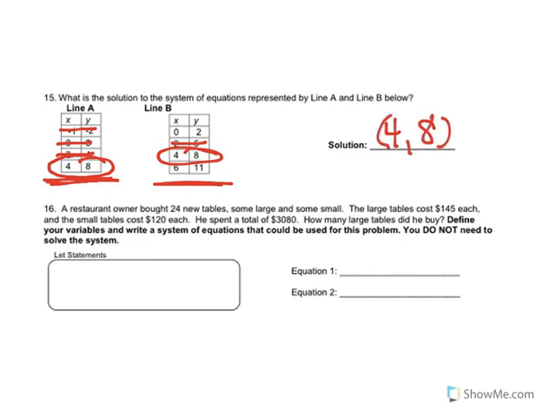Number 16, a restaurant owner bought 24 new tables. Some are large and some are small. The large tables cost $145 each and the small tables are $120. He spent $3,080. How many large tables did he buy? Define the variables, write the system that could be used. You do not need to solve this one. All we're doing is setting it up. So let's write our let statements. Let x equal, let y equal. Why don't you try and set this up without my help? Hit pause, then you can come back and see if you got it right.